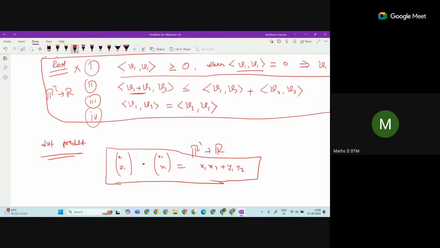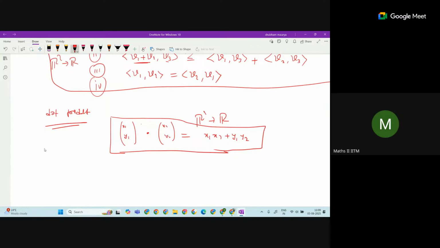As in real numbers, 3 into 5, sometimes you write a dot, the same, and it is 15. Similarly in vectors we write like this. But when multiplying two vectors, you don't use the word multiplying. Always use the word dot product. The dot product between two vectors is like this.